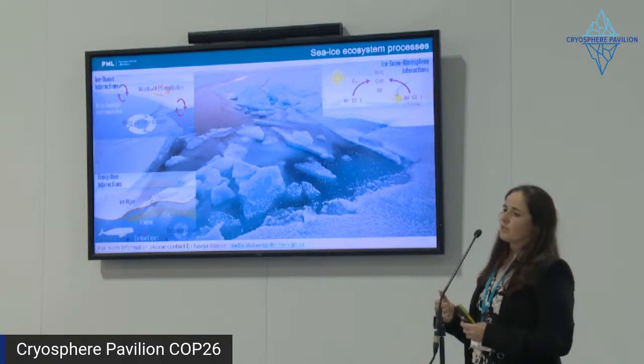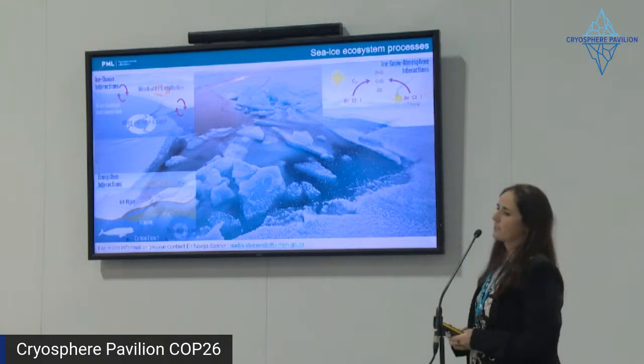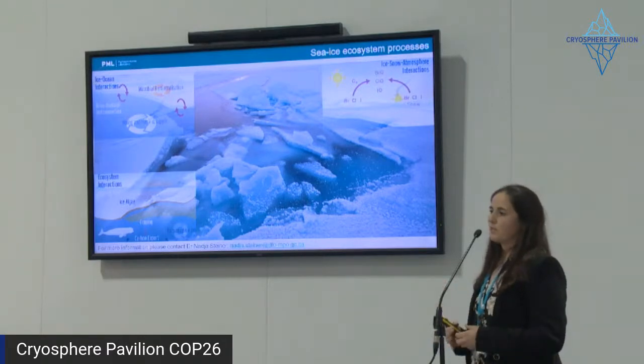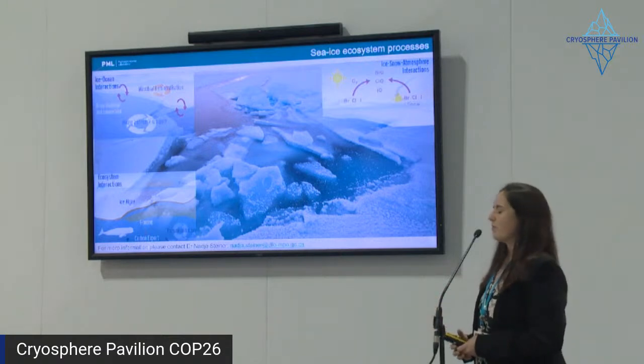When we switch to an open water system or a loss of the sea ice, of the multi-year ice, we are getting more light penetrating through into the Arctic Ocean as well. And that has consequences for driving these phytoplankton, the base of the food web. So if you increase the light, we expect to see an increase in that primary production.